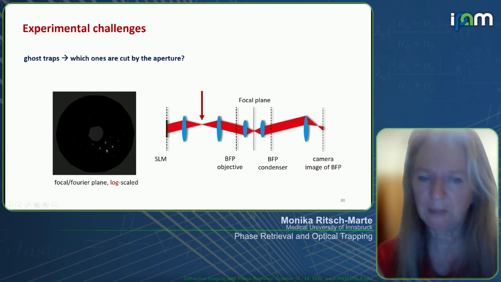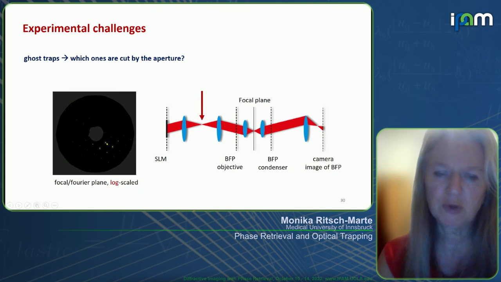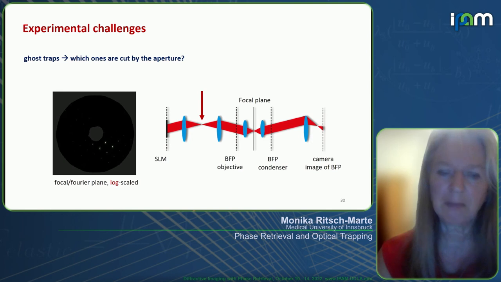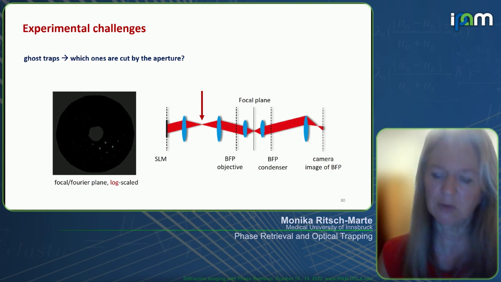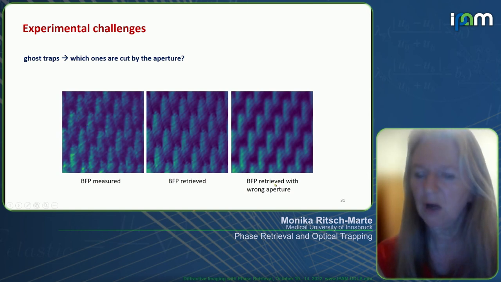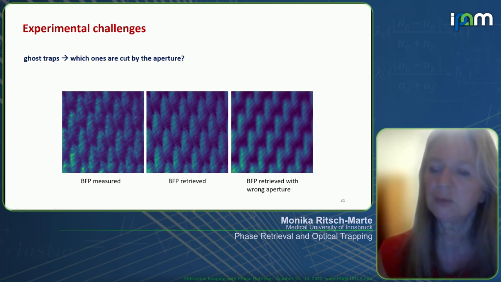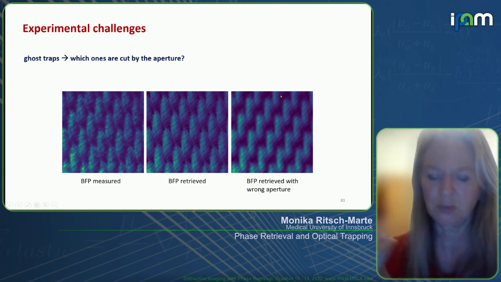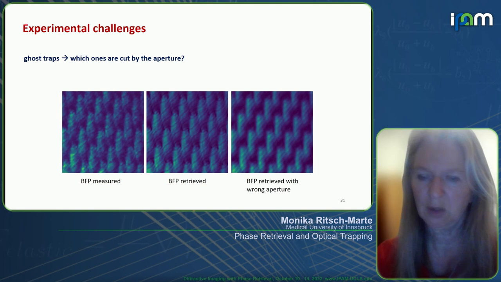And you see these ghost traps here, they can be quite bad, because if you happen to have a change in your system, and one of these ghost traps, which contains considerable light, is cut off by the aperture, and you underestimate something, then your phase retrieval will be a little bit less precise. So that's just something I would mention. You have to take care of what you do. So this would be the back focal plane measured and the retrieved. However, if you change something in the aperture, move it a bit, or open or close it a little bit, so you add or delete one of these stronger ghost traps, then you lose a little bit of the accuracy here. That's just something to be aware of if you want to go into the high accuracy regime, where you really want to know exactly.